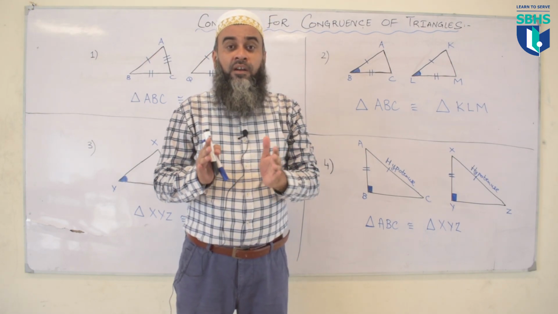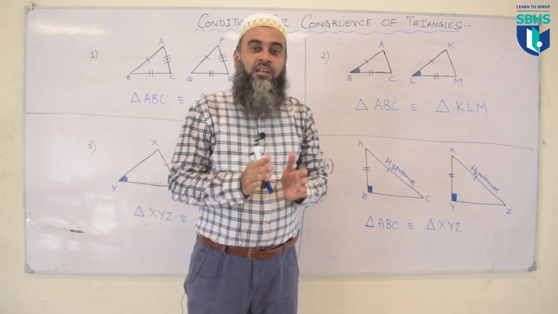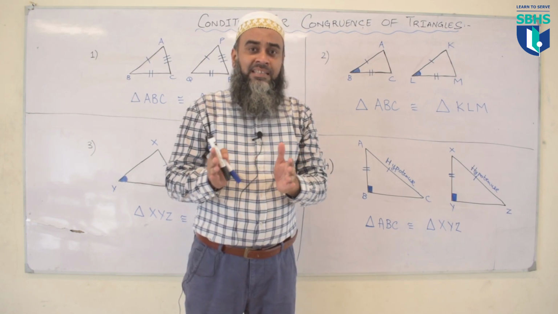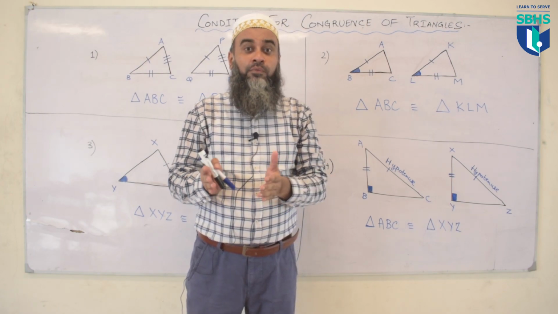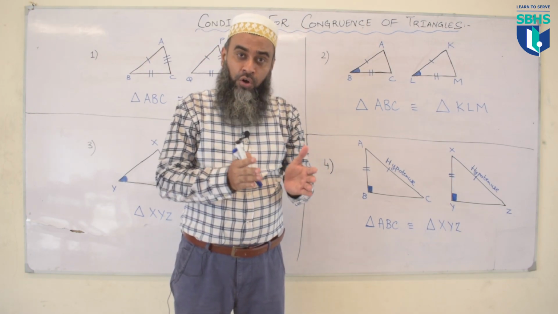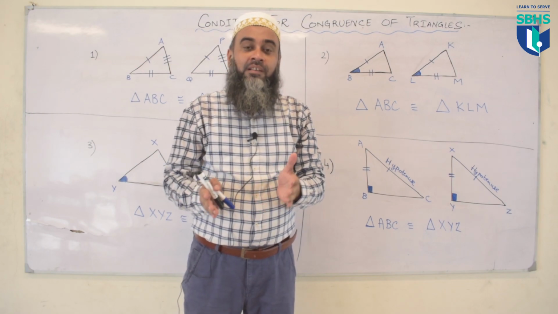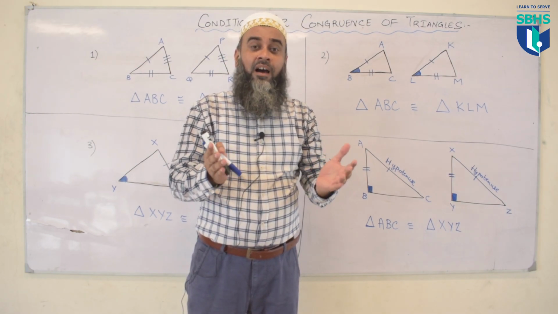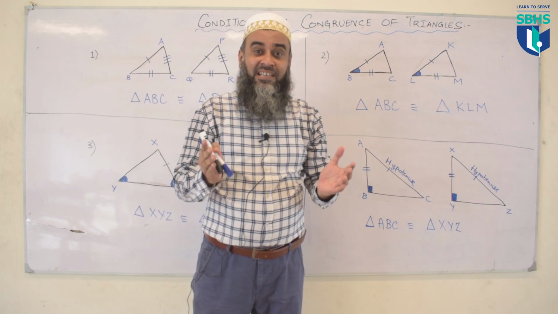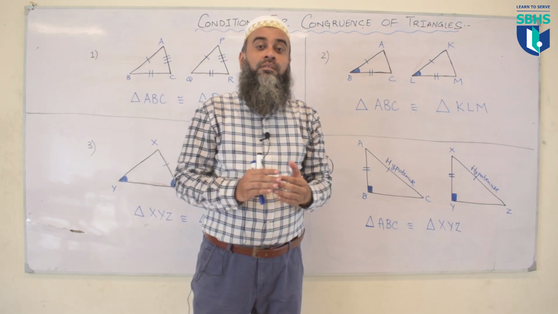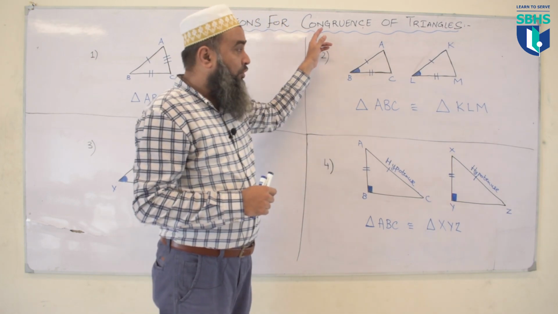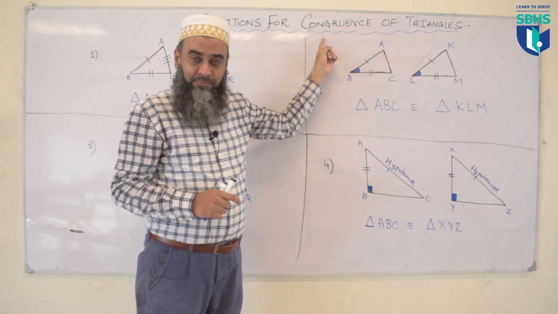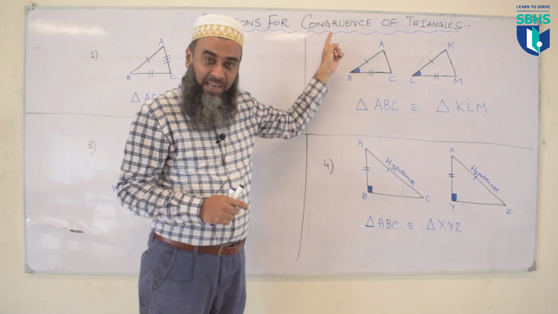Like a pair of identical shoes, they are exactly of the same size and shape, so they are congruent to each other. Likewise, a pair of socks, a pair of gloves which you wear in your hands, they are exactly of the same size and shape, so they are basically congruent to each other. Okay, so congruence means identical, having the same shape and size.